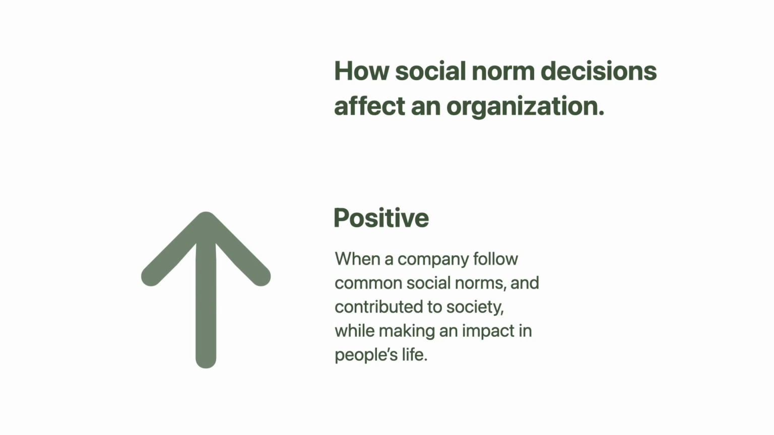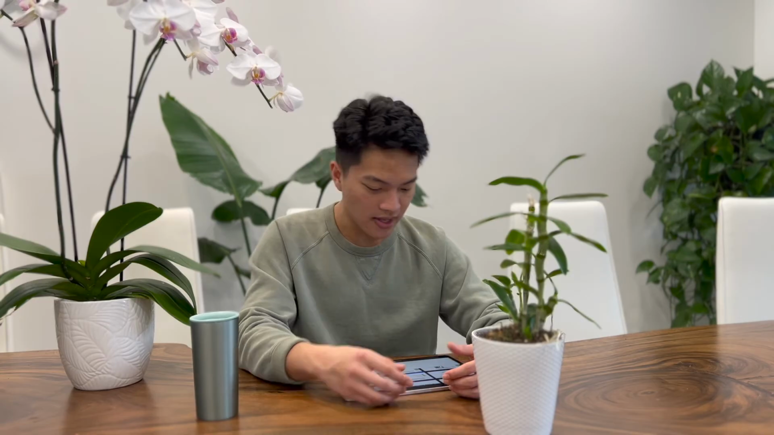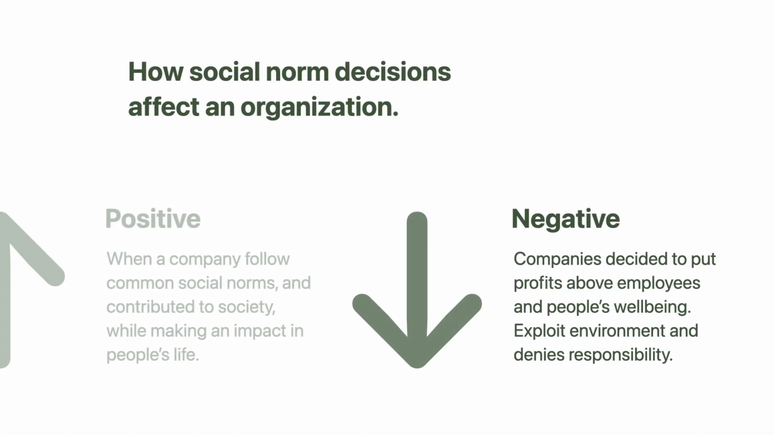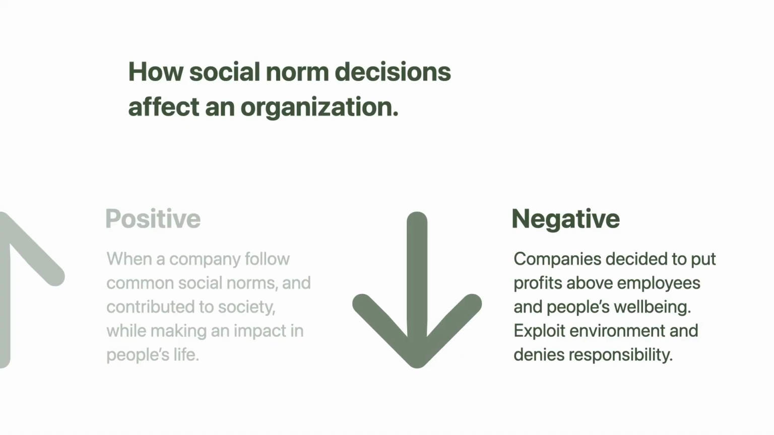Next, how does a social norms decision affect an organization, which is the result that it gives. The first result is positive, when a company adopts social norms and, by doing the right thing, receives good attention from customers and shareholders and creates a positive impact for both. The second effect is negative. That happens when a company puts profit over people's well-being and exploits the environment. And often those companies receive consequences from their shareholders and customers.